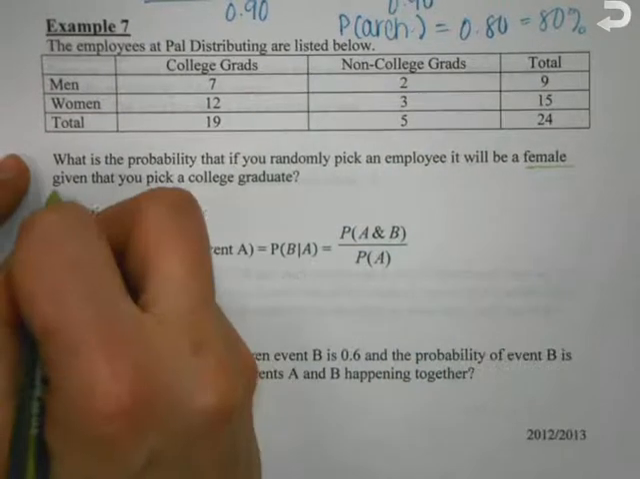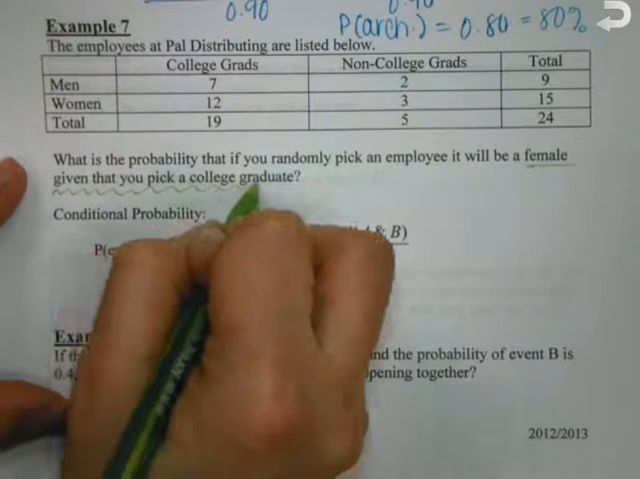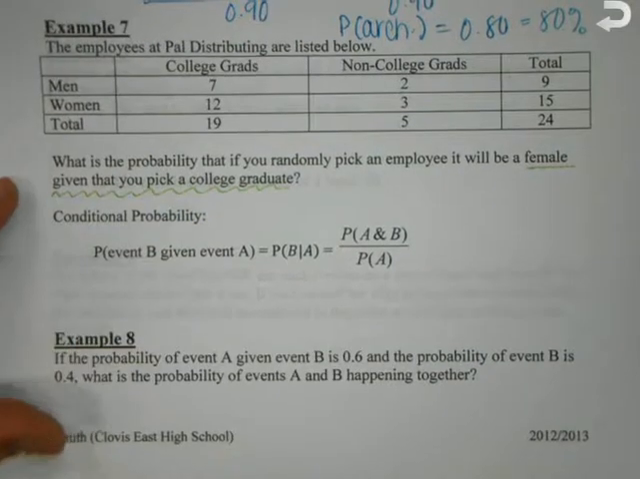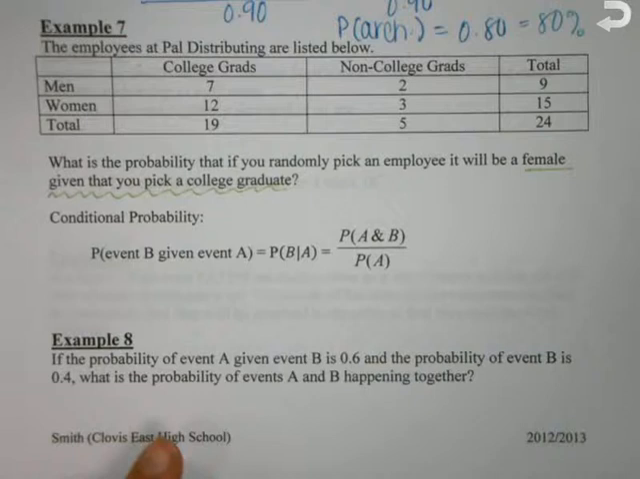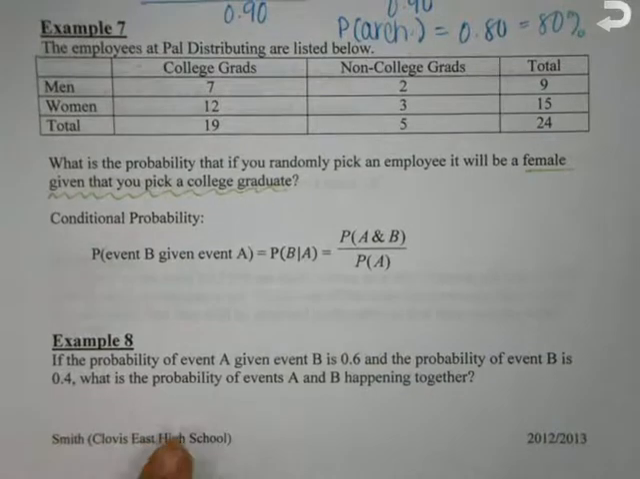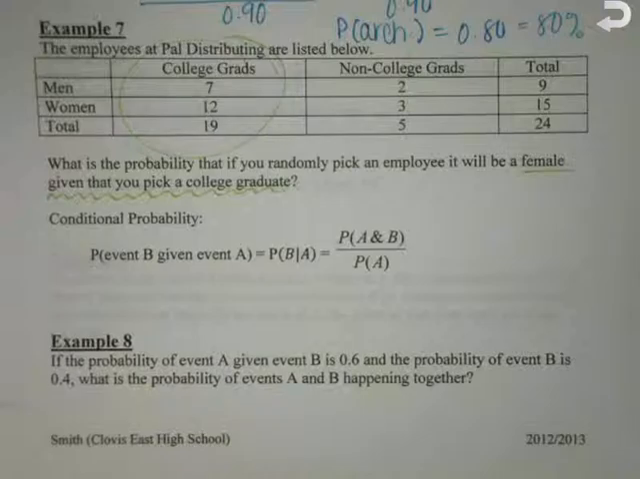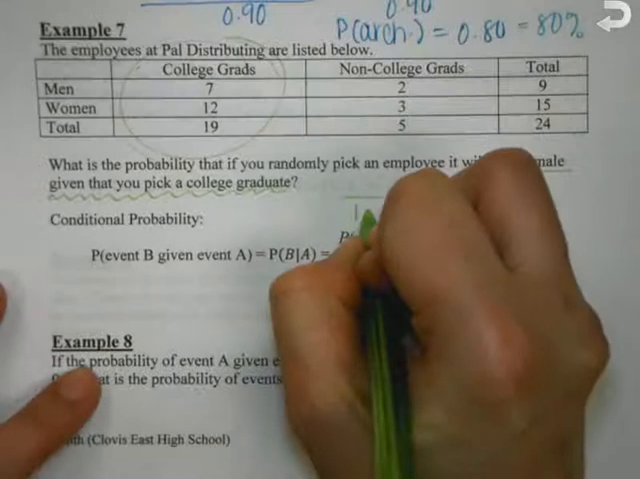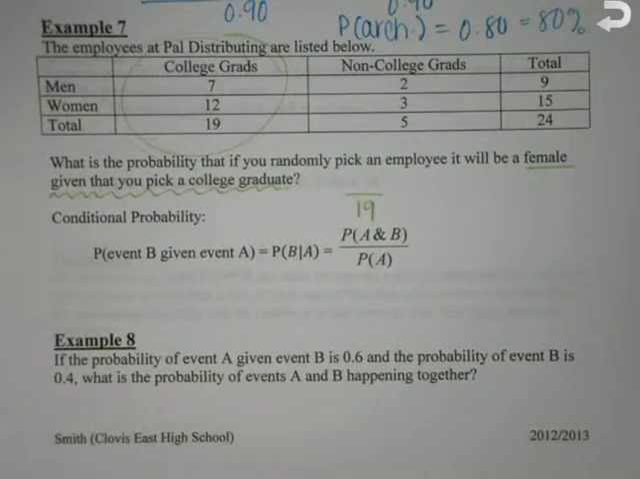What does that given mean? It means I already know that I'm picking from the college graduates. So do I have to look at all of the columns here? What's the only column I have to look at? This one right here. How many college graduates total are there? 19. So out of 19, how many are women? So what's the probability that you will pick a woman given that you know she's a college graduate? 12 out of 19. Common sense. Okay?